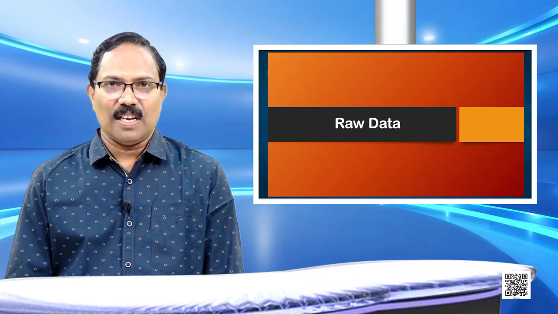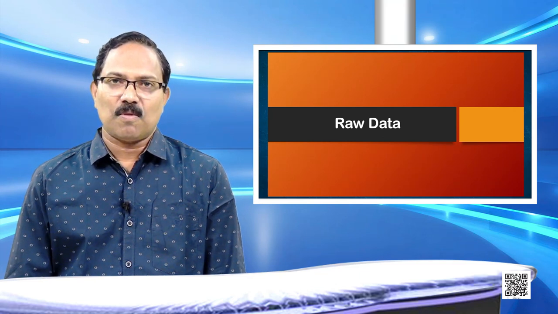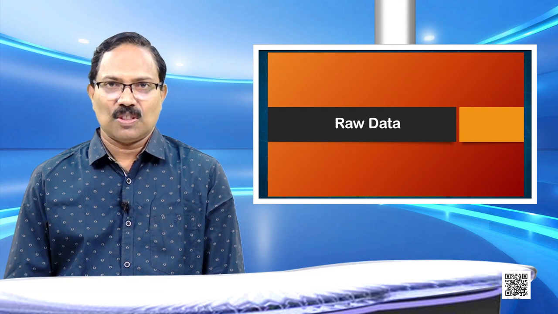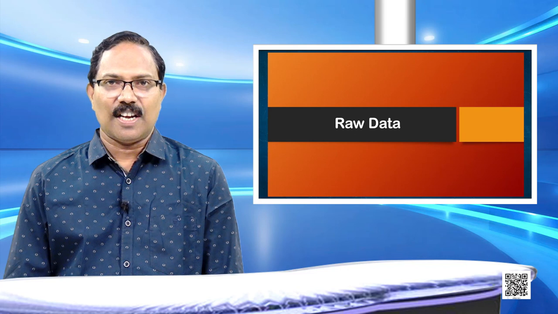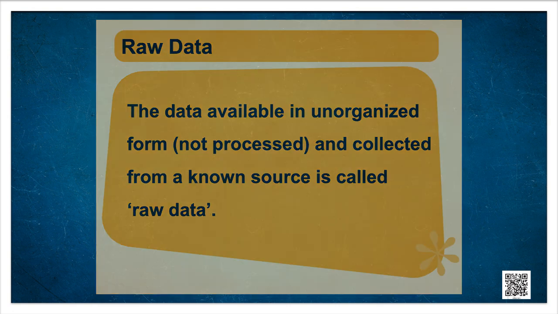It is called raw data because we have not manipulated or processed the data. The data has been obtained from a known source or primary source. Let us define raw data. The data available in unorganized form or not processed and collected from a known source is called raw data.